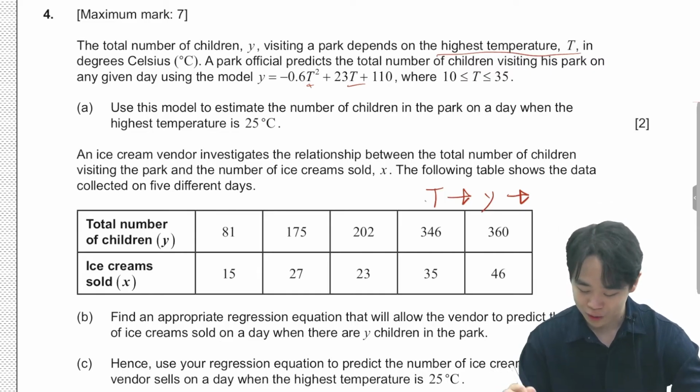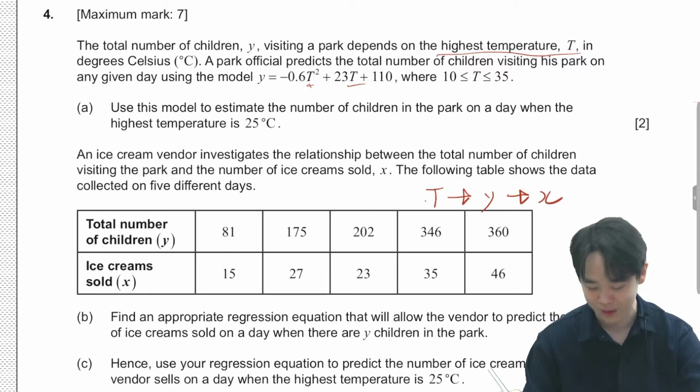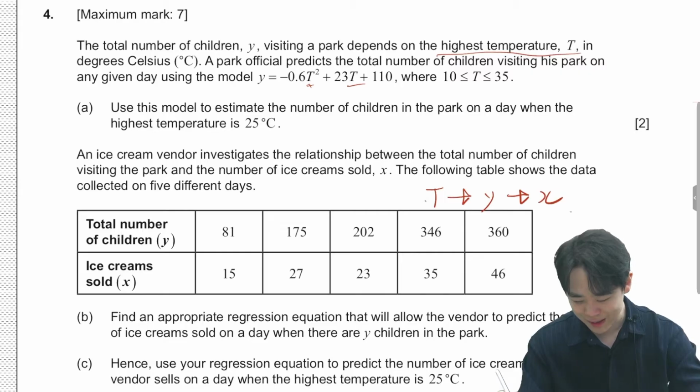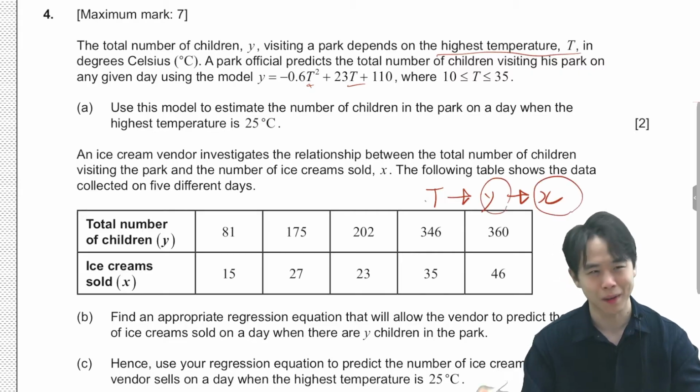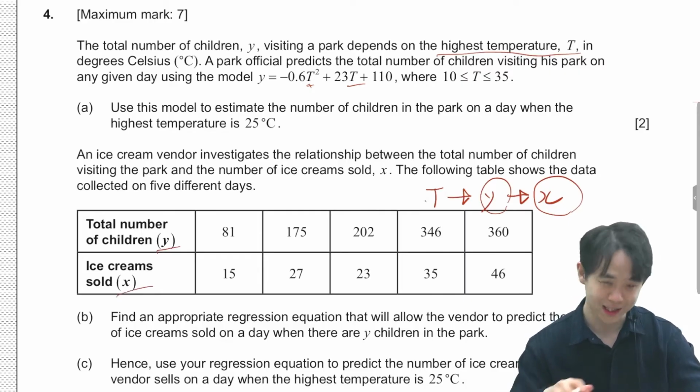So temperature affects how many children come out, and how many children are playing affects how much ice cream is being sold, right? So usually we have x as the independent variable and y as the dependent variable, but in this case it's switched. It's the y that affects x. So don't get confused. I think that's the point of this problem.